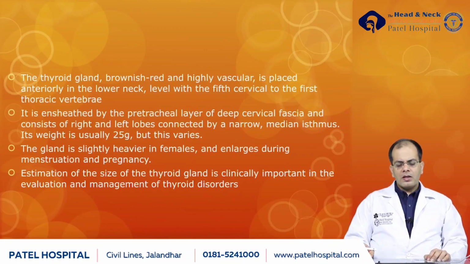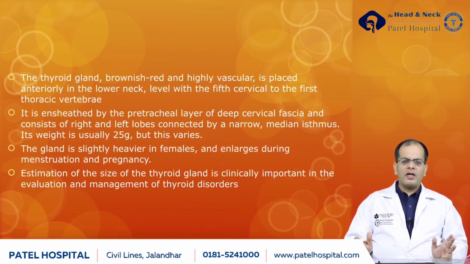and that's roughly how the thyroid is going to develop. The thyroid, of course, as we talked about, is placed anteriorly in the lower neck. It extends from the fifth cervical to T1 vertebra, and that's variable, of course. It is ensheathed by the pretracheal layer of the deep cervical fascia and consists, like we talked already, of the right and left lobe. They are connected by an isthmus. The isthmus may be hypoplastic or it may be well developed. The weight of the thyroid gland is about 25 grams. It's slightly heavier in females, and during menstruation and pregnancy, because of the increased blood flow and the altered hemodynamic state, it usually enlarges.